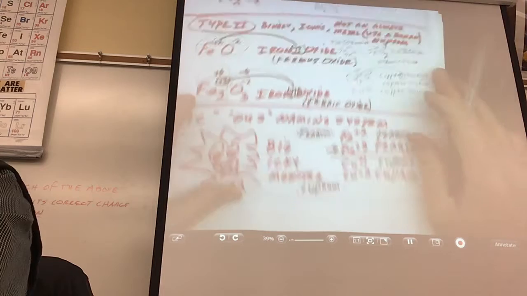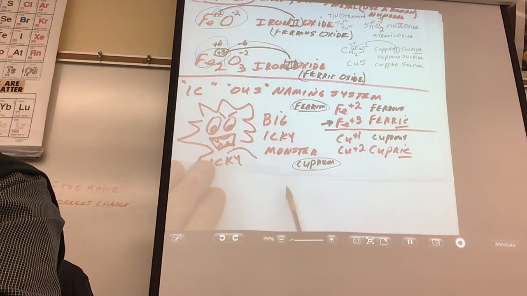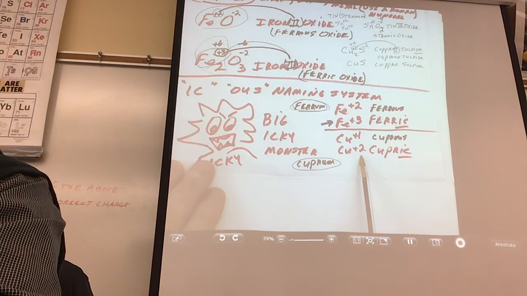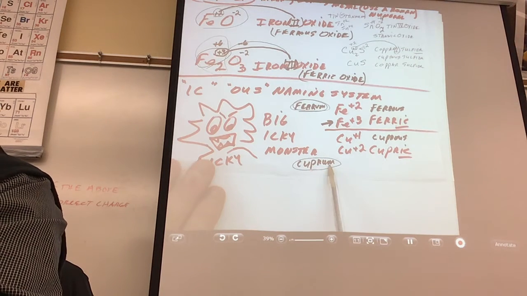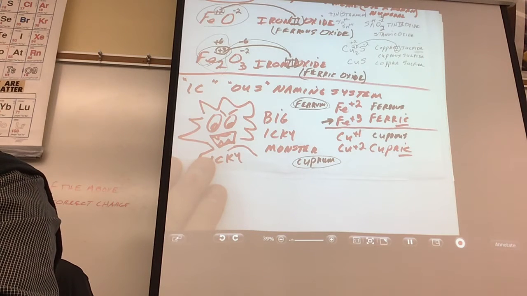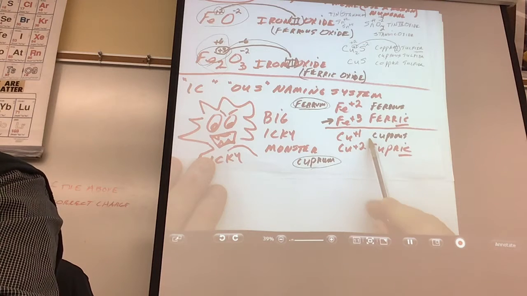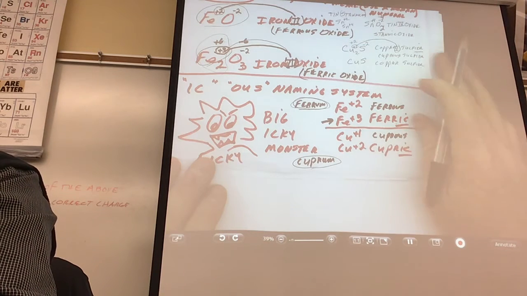Let's go with copper. Copper comes in 2 and 1. 2 is the big, icky monster, and cuprum is the Latin word. I'll put that on your periodic table. You don't have to even memorize it. Get it? Cuprum. All right? And now, they're cupric, and you're cuprous. So now, let's try this one.